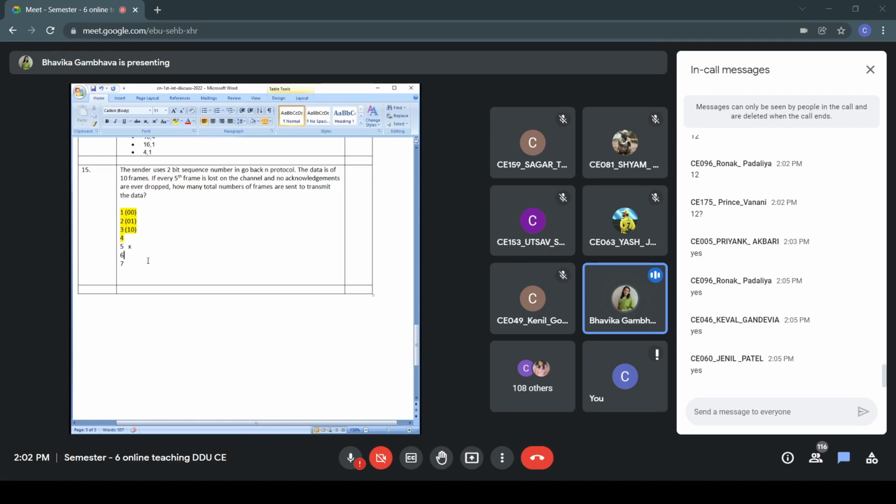6th frame is arriving correctly at the receiver. But 5th is missing. Will receiver accept frame number 6? No. No acknowledgement will be generated. Similarly, 7th, even though that is correct, because it is out of order, it will be rejected. Now what happens at the transmitter?